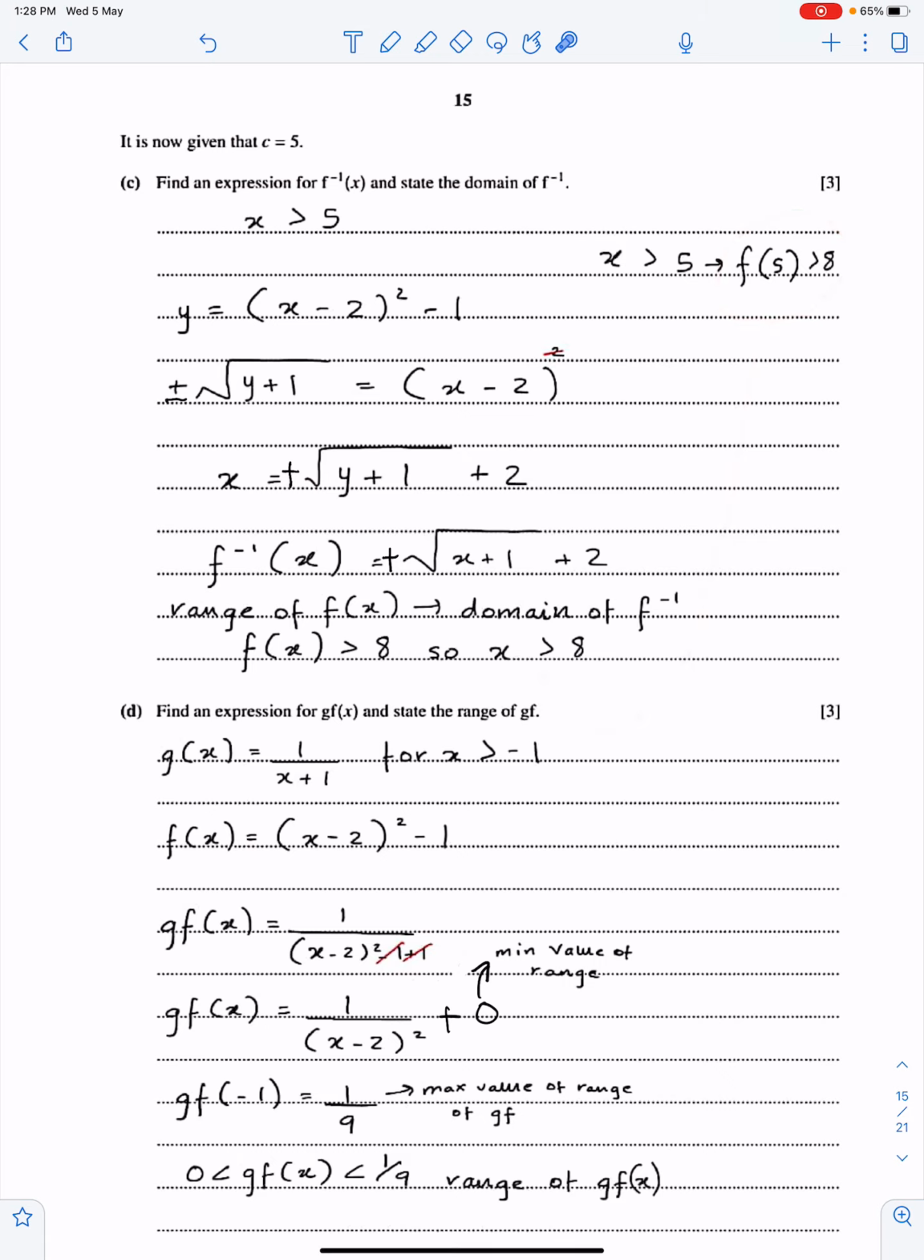You just need to replace f of y, f of x. Replace this f of x by x.